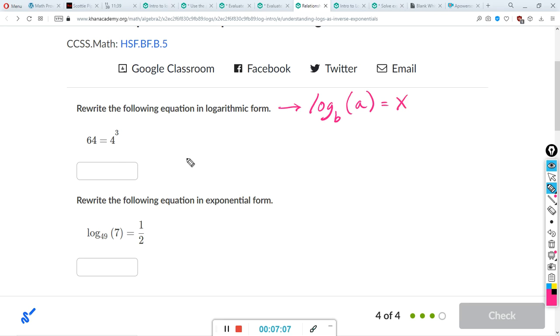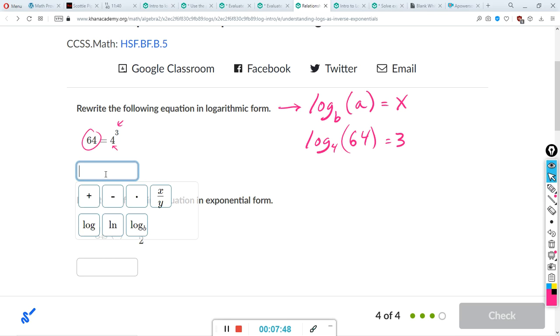So let's convert this. The easiest one is the exponent. You can see the exponent is 3. So in place of x, I'm going to write a 3. And the base, b, is the number with the exponent. So we can see 4 is the base. So it's going to be the log of b, which is 4. And the a, the argument in parentheses, that's 64. So there's your answer right there.